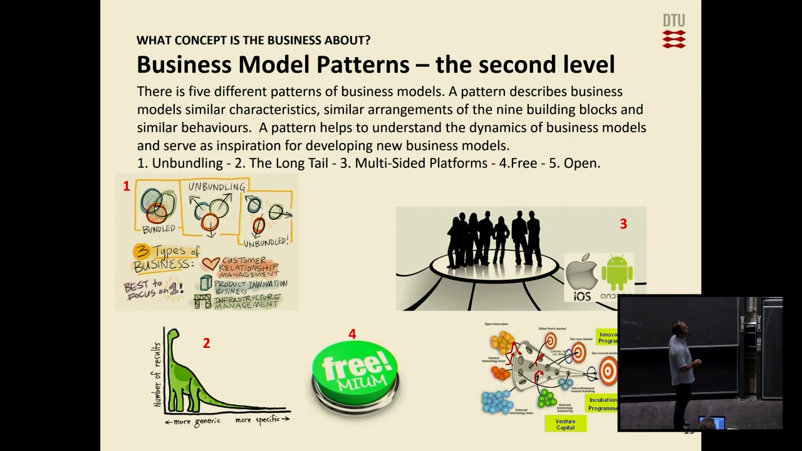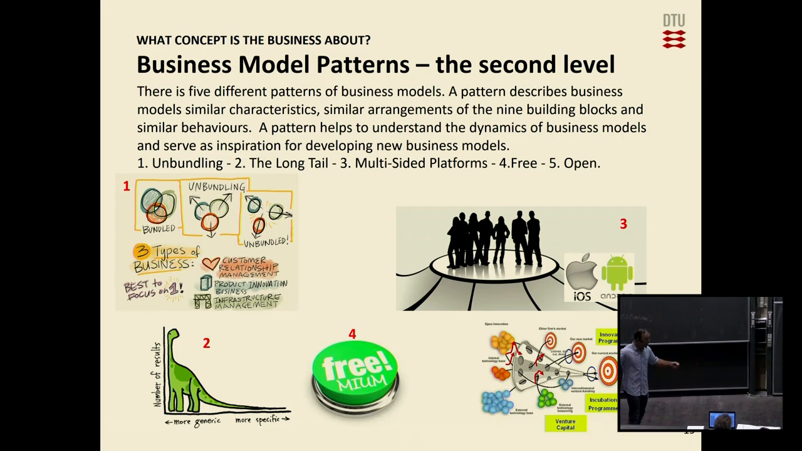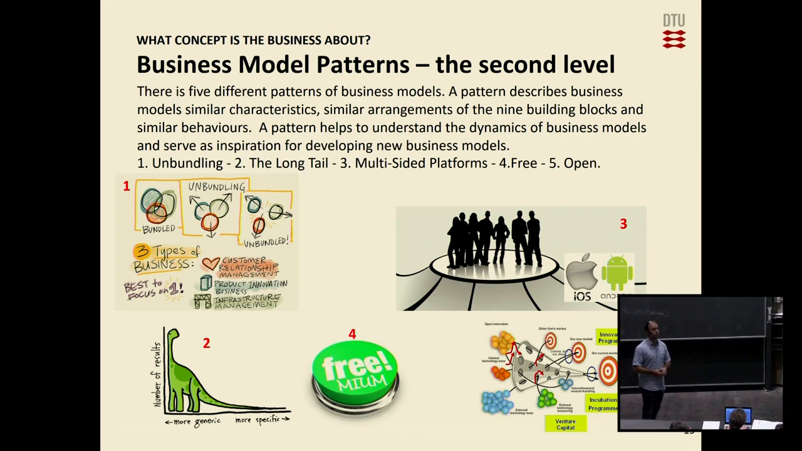The 3rd model is the multi-sided platform, Android, iOS, anywhere where we let people from 2 sides of a market meet. You have someone who develops software, and you have a platform which you control, and you have buyers and users of software. You meet on that platform. Of course, if you own the platform, you take a cut from both parties. Nice.